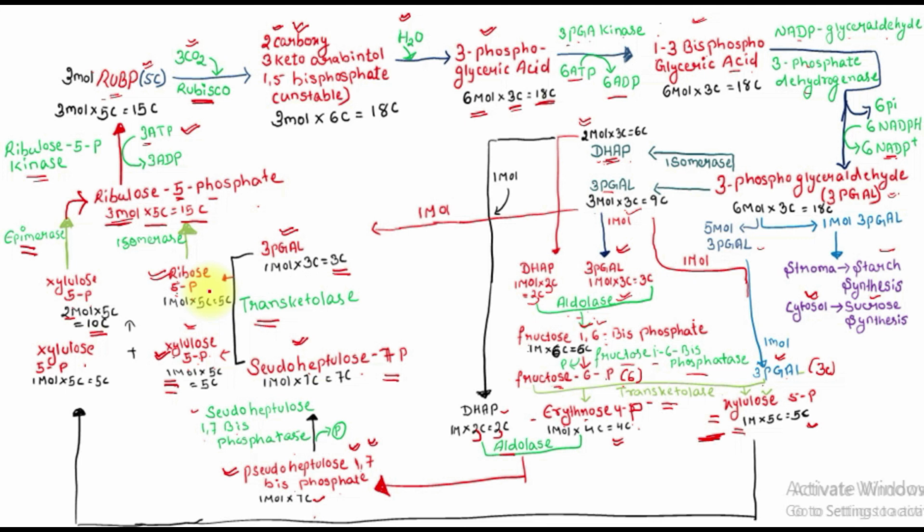So we need to regenerate RuBP. That is the reason we have to add another phosphate into ribulose 5-phosphate. So we need an enzyme, that is ribulose 5-phosphate kinase, and three molecules of ATP are being utilized over here. So now we are done with this cycle.